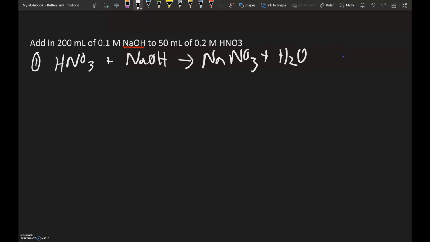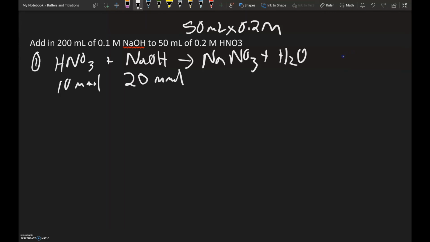Now, for the nitric acid here, we have 50, so that's going to be 10 millimoles. Remember, the way I'm getting this, I'm doing 50 milliliters times 0.2 molar, and that gives you millimoles. Now, we're going to do 200 milliliters of sodium hydroxide multiplied by 0.1, and that gives me 20 millimoles of sodium hydroxide. Now, we can see this is different from the previous problem.